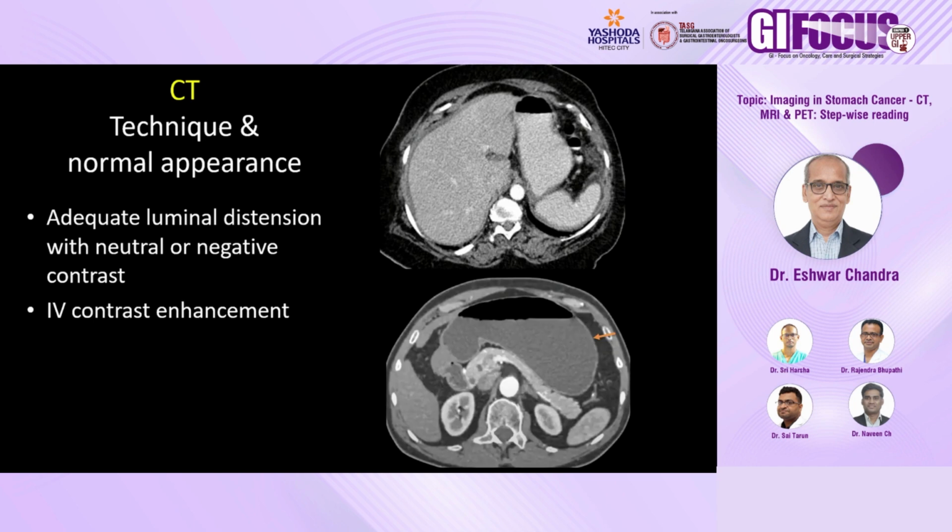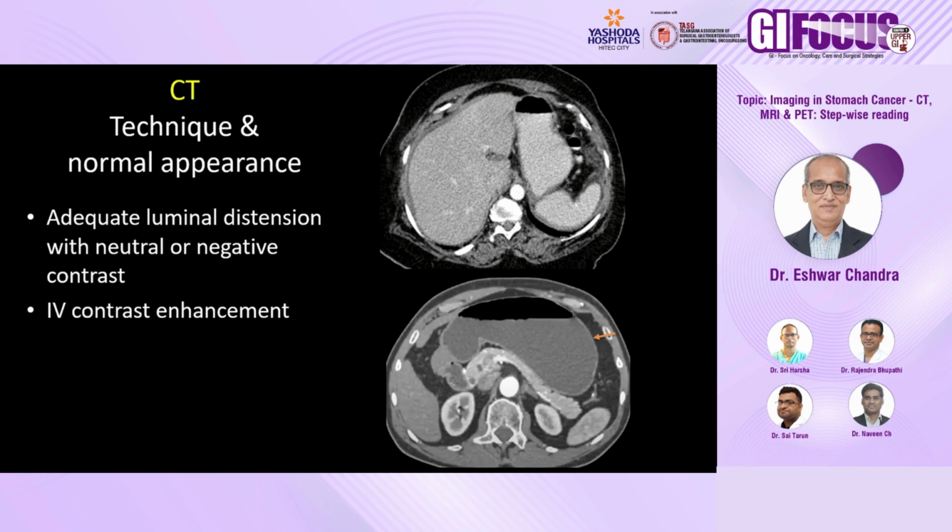Now, very important to have adequate luminal distension of the stomach whenever you are trying to detect tumors, because a collapsed stomach could mimic a gastric cancer. You could distend the lumen either with a positive oral contrast, the routine X-ray water-soluble contrast, or most preferably nowadays we use a neutral contrast, be it plain water, or sometimes you can use mannitol diluted with water as well.